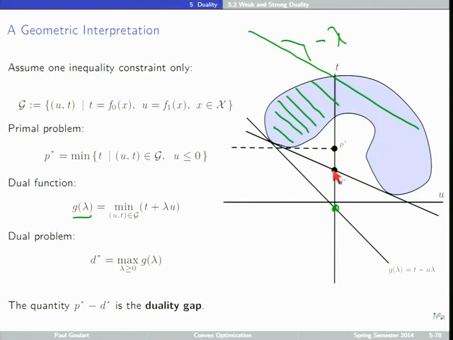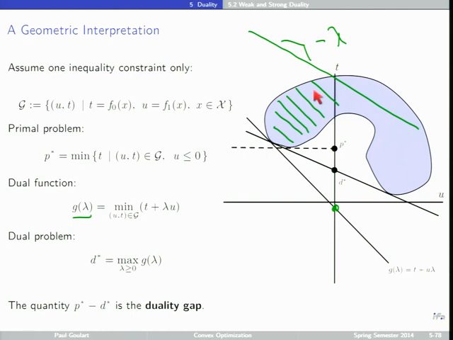If I had drawn the figure with a nice convex shape and gone through the same exercise, then it would not be possible to have D star and P star as different points, provided that the Slater condition holds. And the Slater condition in this figure just says that there's at least one point in this blob that's to the left of the vertical line. There's at least one strictly feasible point.